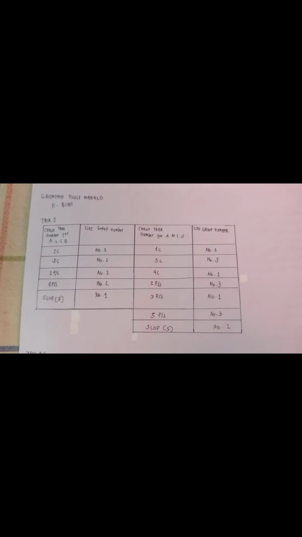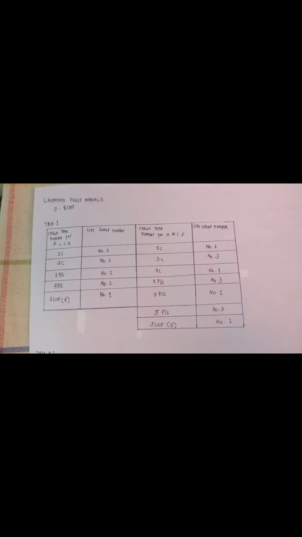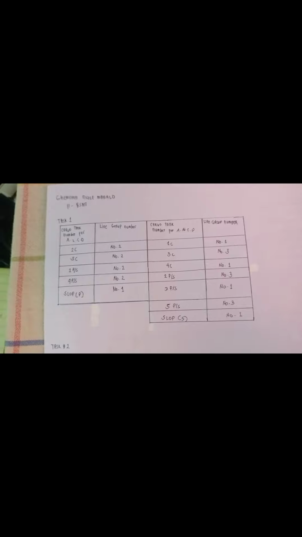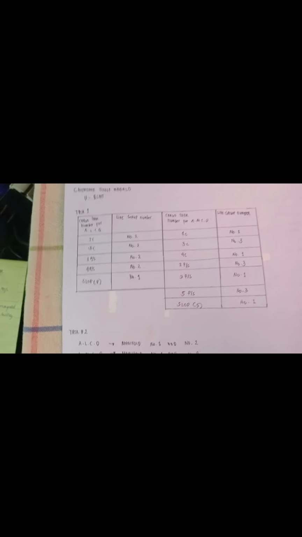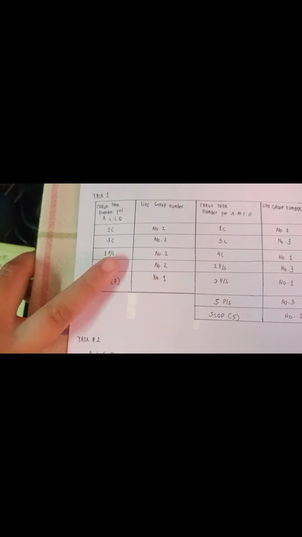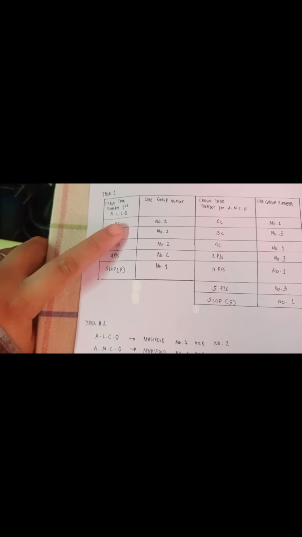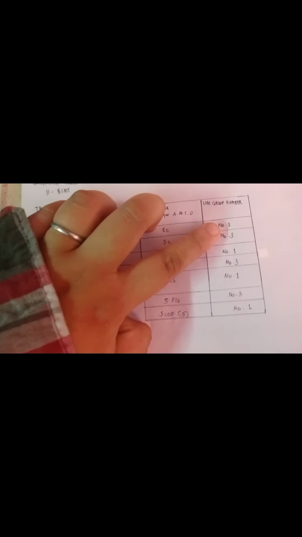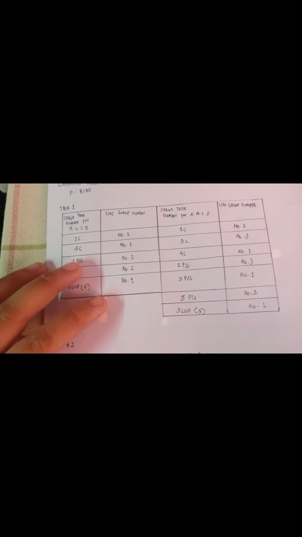I am doing this video to discuss my CO2 assessment. For our task 1, based on the given stowage plan, check the cargo tanks to be loaded for ALCO and AMCO, and determine the line grouping to which each tank belongs using the empty crystal college piping diagram. So in our task 1, we have the cargo tank number for ALCO, line group number, cargo tank number for AMCO, and also line group number for AMCO.